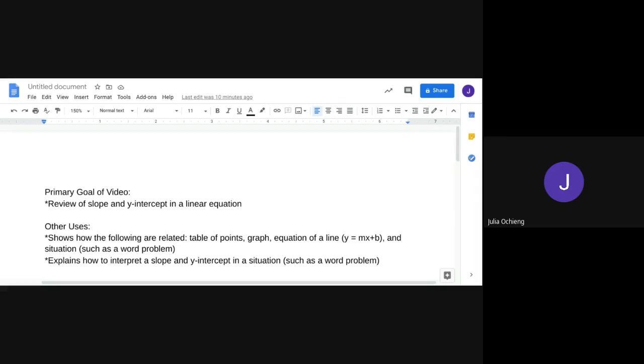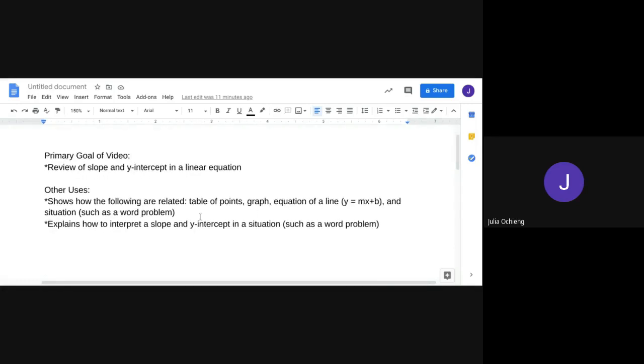So the primary goal of this video is to review slope and y-intercept in a linear equation, specifically as it relates to connecting how a table of points is related to a graph of a line, and how those two are related to the equation of a line y equals mx plus b, and how that's related to a situation such as a word problem.